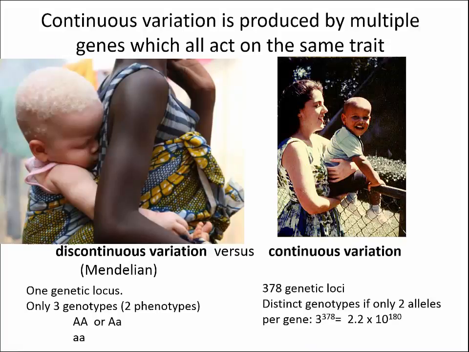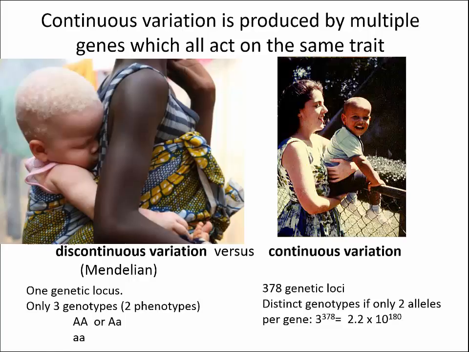Another example in humans of continuous variation is actually skin color. So we all know that the amount of melanin that is made by an individual varies tremendously. And this is just a picture of President Obama. His mother had a lot less melanin. His father had a lot more melanin. And he is somewhere about halfway in between.